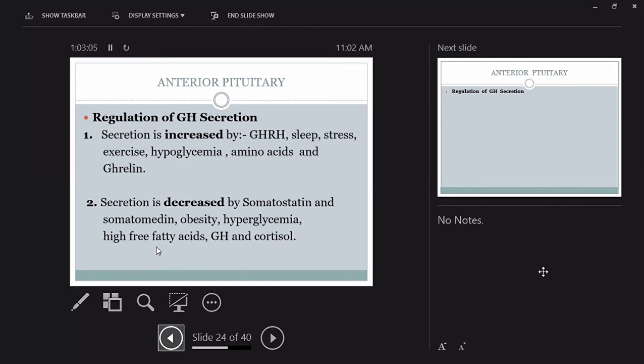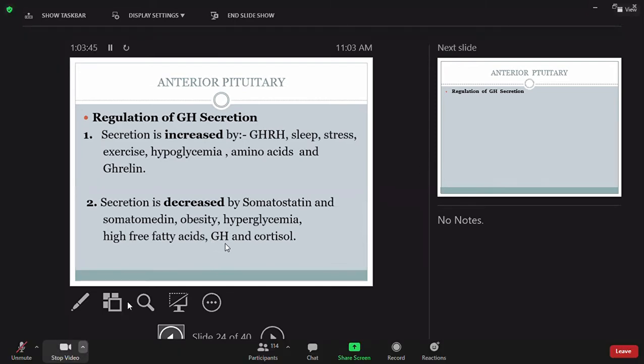Secretion is also decreased by high free fatty acids. That means the diet is fatty. Fat, sweet. What is the result? Obesity. Sweet, sugar, and fatty foods, so the result is obesity. What will happen to the child? The appearance of the child: the child is stunted, okay, but fat, okay? Parang bola.